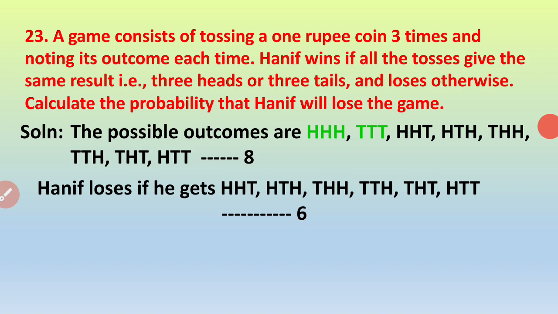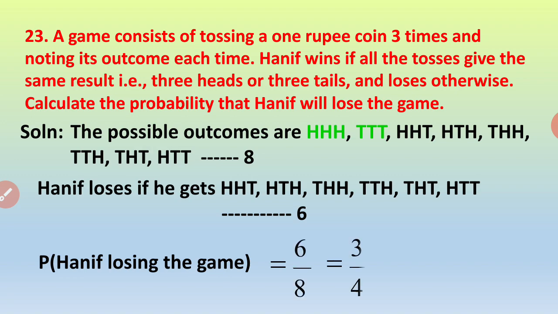Now we have to find out the probability when Hanif loses. So Hanif loses if they are not all the same. All should be the same, then only he wins. So if he loses, the rest of the 6 outcomes are there. So the probability of Hanif losing the game will be 6 upon 8, which is nothing but 3 upon 4.